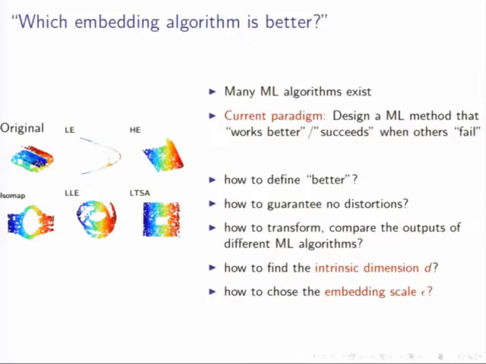So we have many algorithms. I shouldn't say this is the current paradigm in the whole field, but as I said, there is a strong tendency to compare algorithms on pictures, and this is misleading. What we want is to ask more precise and scientific questions, like how do we define what is good? What do we want from the algorithm?